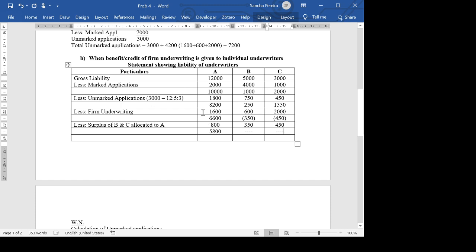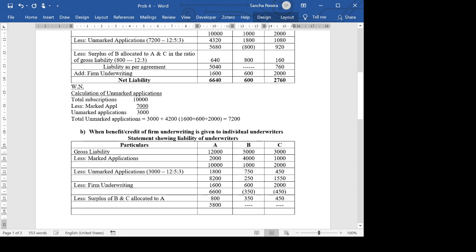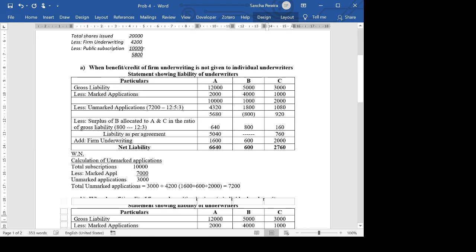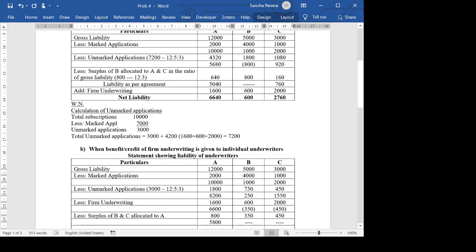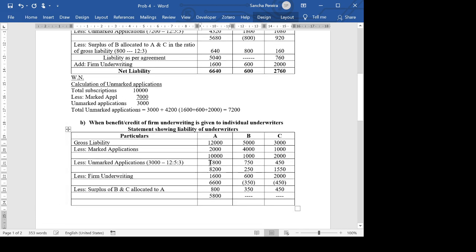After minusing everything, we have realized that if you check our earlier calculation, 5,800 were the shares that nobody had to take up. If you solve under this agreement or this method, the entire 5,800, which have not been taken up by anybody, A has to take it up. And B and C don't have to take up anything. Why is the difference? Because of the way we have solved it, of the benefit of firm underwriting given or not given. Okay, so the entire 5,800 has to be taken up by A. B and C will only have to take up their firm underwriting, nothing from the leftover.